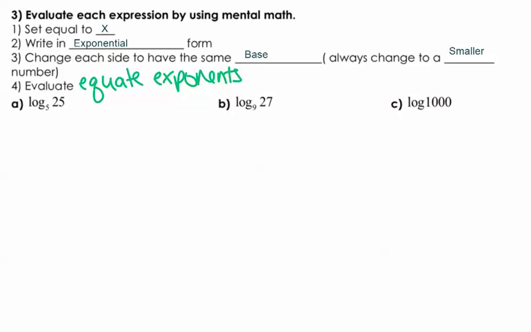So the first thing we're going to do, we're going to take log base 5 of 25, and we're going to set that equal to x, just like our directions say. Then we're going to go ahead and change the form. So the base is 5, which means the exponential base is going to be 5, and then these two things are going to switch places.